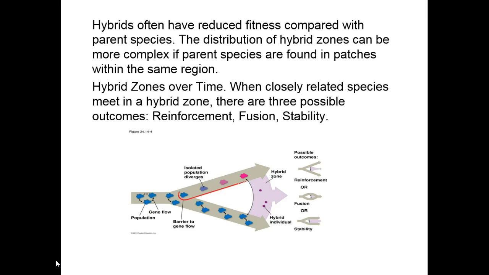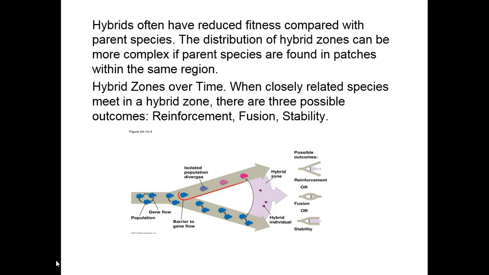There are three general outcomes, three possible outcomes that we have seen in science, and that is reinforcement, fusion, or stability in terms of hybridization. Generally, reinforcement and fusion are kind of a 50-50 as to whether the hybrid will be less fit or more fit.